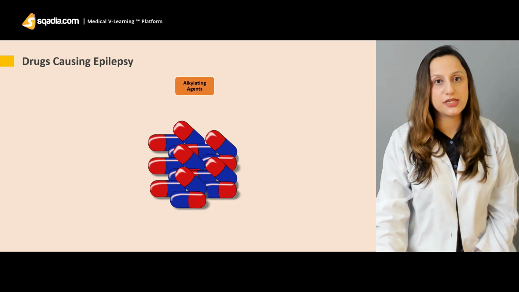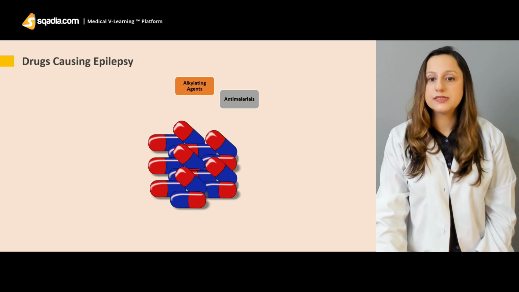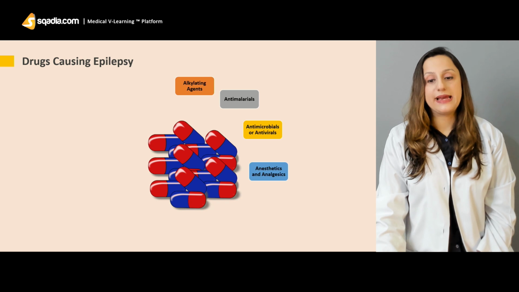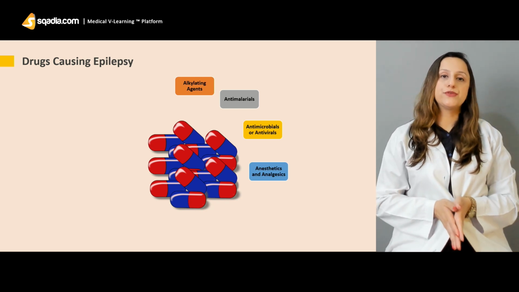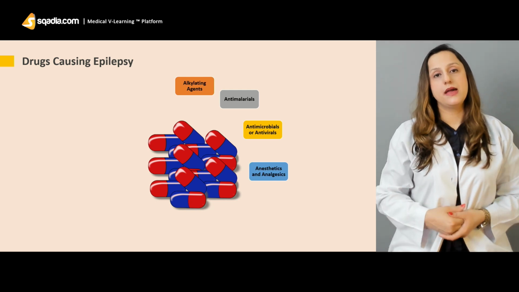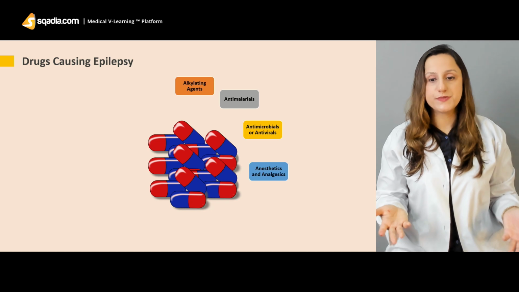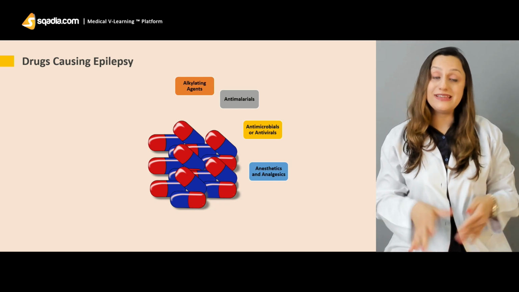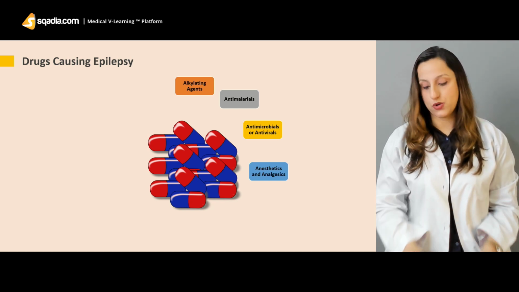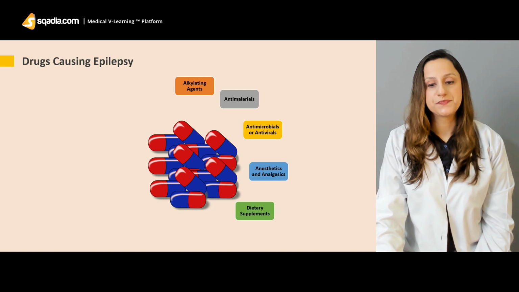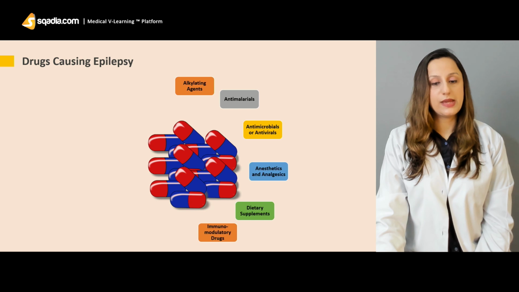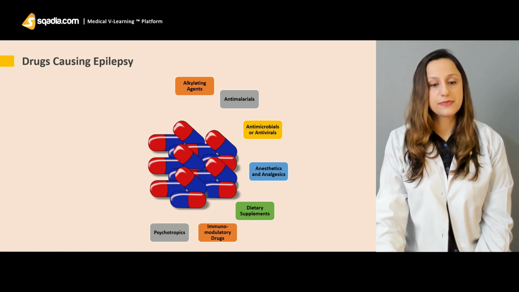Namely, we have the alkylating agents. We have the antimalarials, for example, chloroquine, antimicrobials or antivirals. Anesthetics and analgesics can also contribute towards the development of seizure activity. A lot of individuals are hypersensitive to any of these groups, and they can develop the seizure activity, or even the illicit use or overdosage of drugs can result in epileptic or seizure activity in individuals. Dietary supplements sometimes produce seizures, and then we have the immunomodulatory drugs.